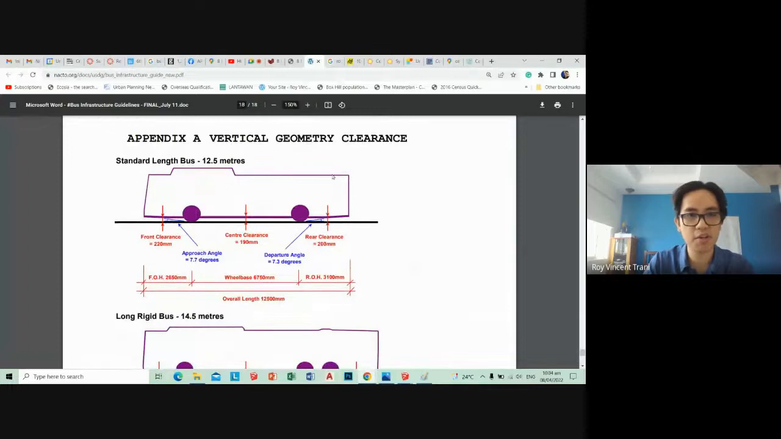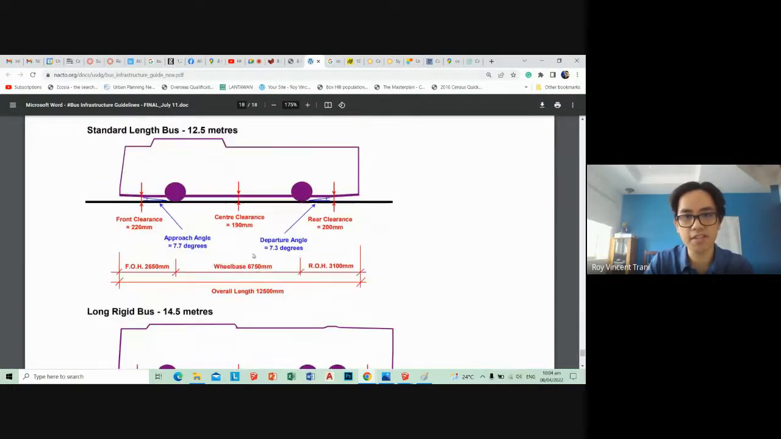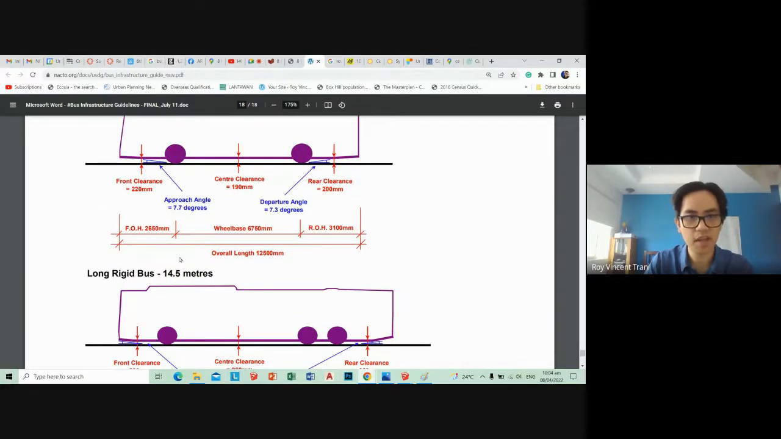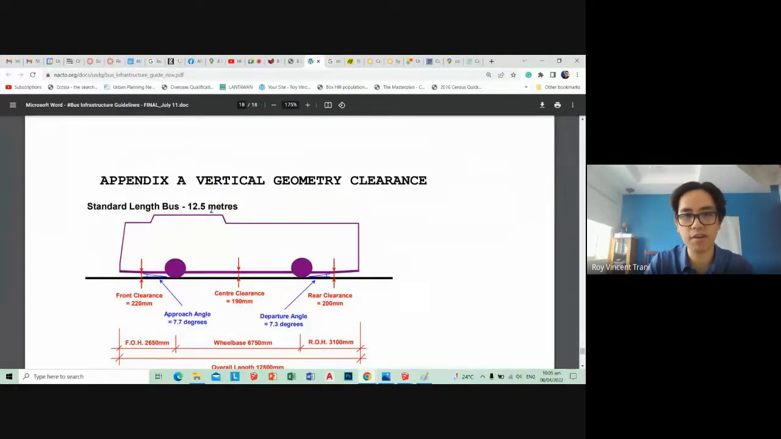So, vertical geometry and clearance. This will be a more detailed drawing of the bus. On the front, it has a front clearance of around 220 mm, center clearance of 190, and rear clearance of 200. So the front clearance is slightly taller than the rear clearance. The wheelbase is about 6,750. The front overhang is about 2,650 and the rear is about 3,100. So this is for a standard length 12.5 meter bus.